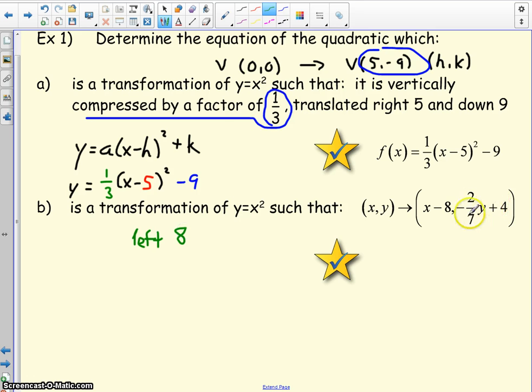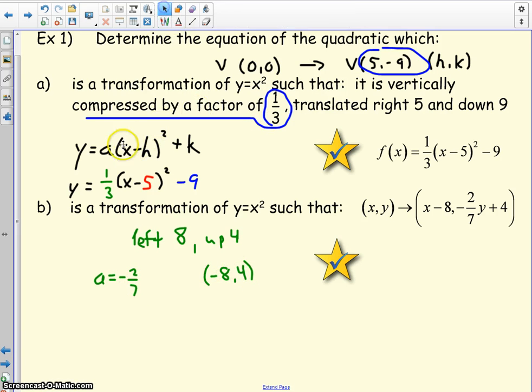Okay, we have a negative 2 over 7y, so that means the negative means we have a reflection. 2 over 7 means we have a vertical compression by a factor of 2 over 7. So we can, just from there, get our a value as being negative 2 over 7. Okay, and then we go up 4. So we're left 8, up 4, which again will mean our vertex is going to be at negative 8, positive 4. Okay, so that gives me my a value, my h value, and my k value.